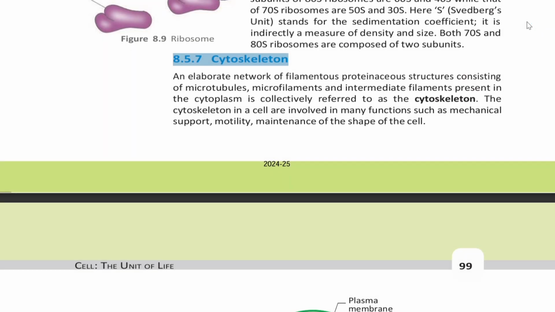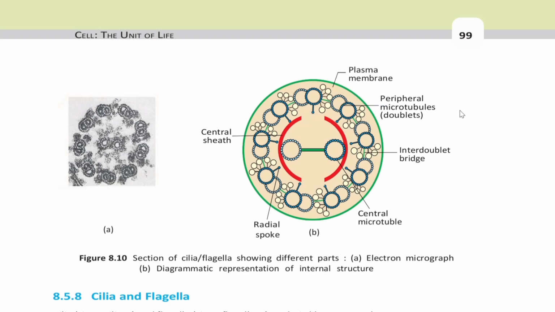8.5.7 Cytoskeleton. An elaborate network of filamentous proteinaceous structures consisting of microtubules, microfilaments and intermediate filaments present in the cytoplasm is collectively referred to as cytoskeleton. The cytoskeleton in a cell is involved in many functions such as mechanical support, motility, and maintenance of the shape of the cell. Figure 8.10 shows the section of cilia or flagella showing different parts. A. Electron micrograph. B. Diagrammatic representation of internal structure.